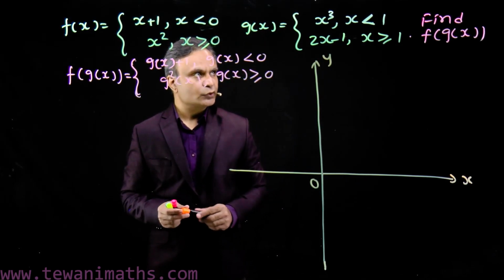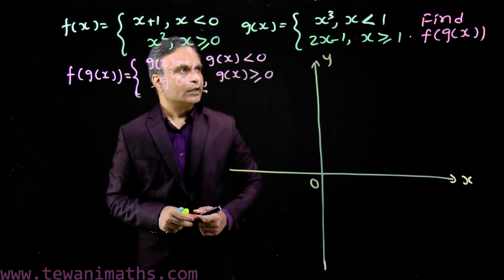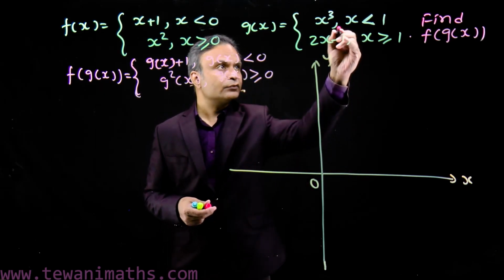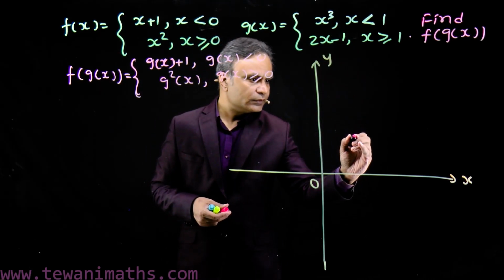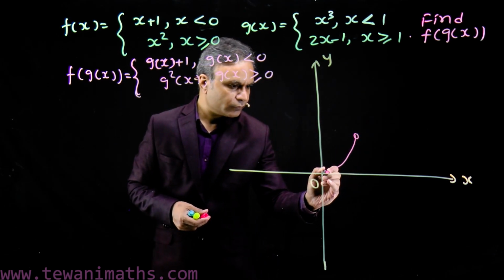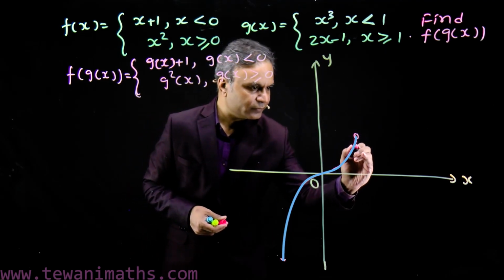g(x) is x cube for x less than 1. Okay, graph of x cube is like this. So we draw the graph at x is equal to 1, x cube is 1. So we have graph like this, graph of x cube for x less than 1.